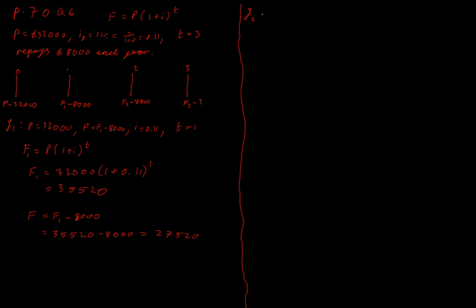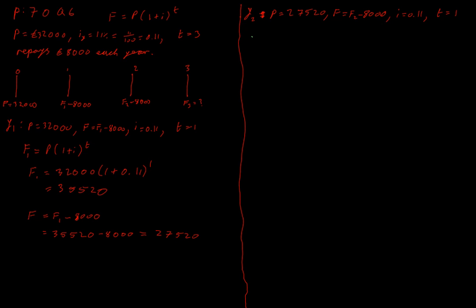So then for year 2, our new present value is going to be our 27,520. Our final value that we're looking for at the end of year 2 is going to be our F2 minus 8,000. Our interest rate is still 11%, and we're only dealing with going from the end of the first year to the end of the second year, so our time is just 1 year.